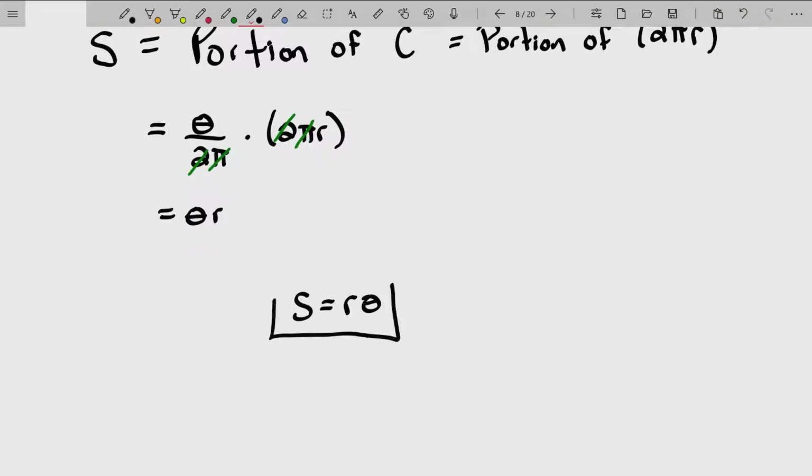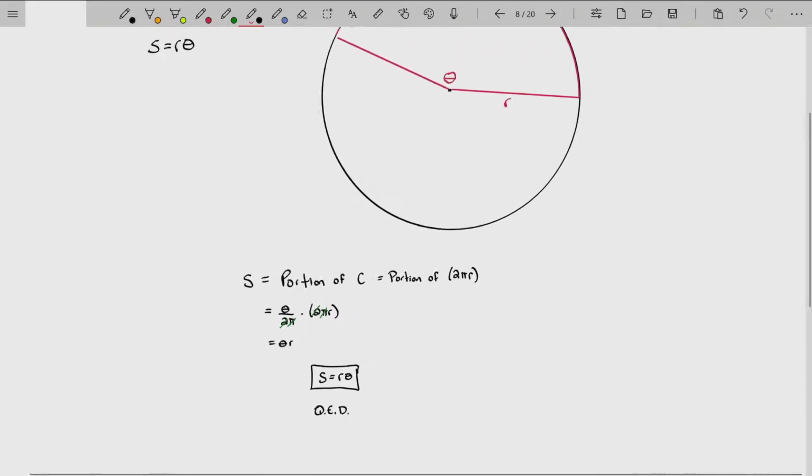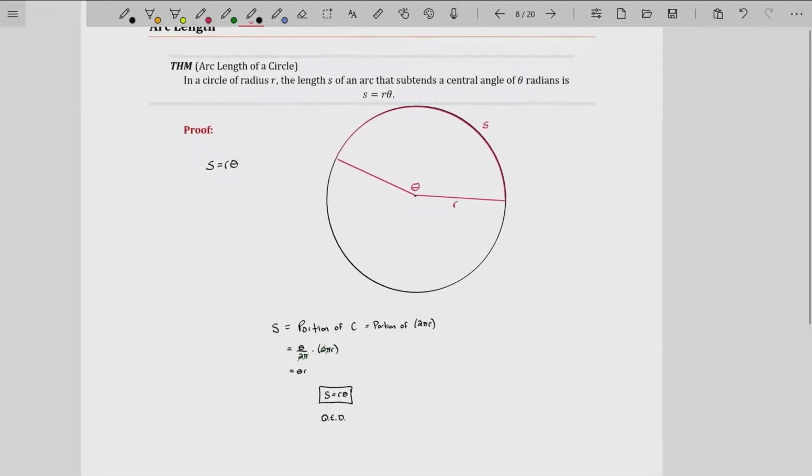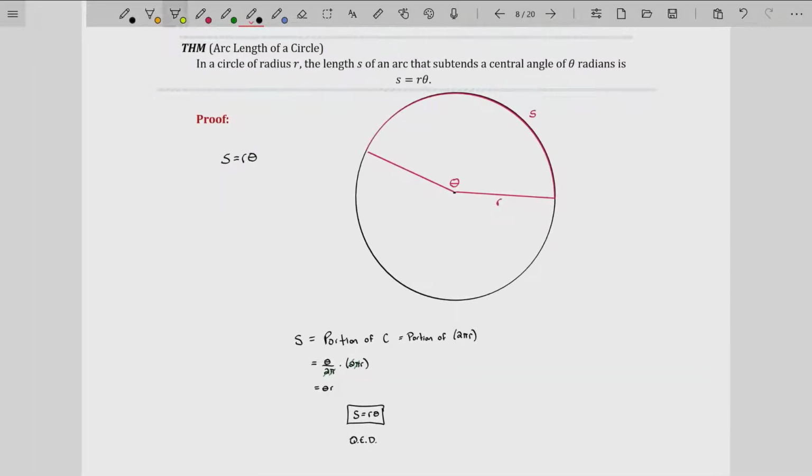Actually, I think most people write it that way. So that is the proof that the arc length in a circle of radius r cut out by an angle theta is going to be s equals r theta. Again, it's critical to note that the angle that gets cut out has to be in radians.